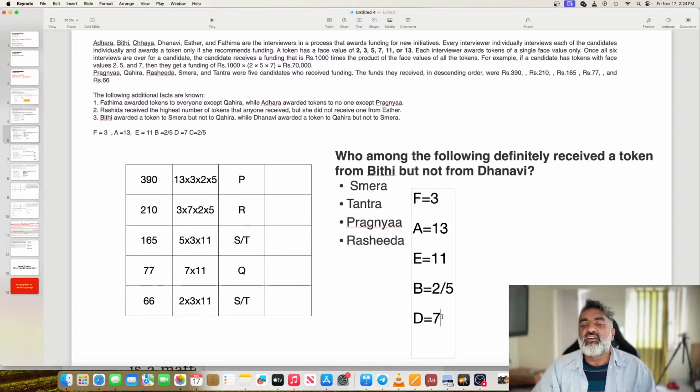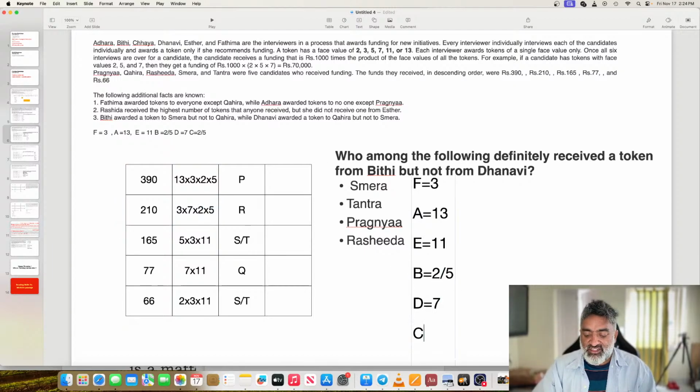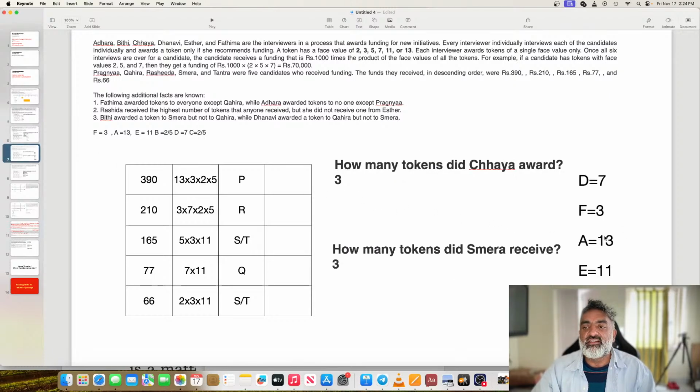Oh, also, by the way, there is one more character, which is Chaya. She'll also be 2 or 5. Depending on what Bithi turns out to be, whether 2 or 5, Chaya will take the other value, right? So 2 and 5 should be present, but 7 should not be present, but not from Dhanavi. So there is a 7 here, so this cannot be the answer. This has to be the answer. Answer will become Pragna, right? So once you figure out this basic detail, life has become very, very easy.